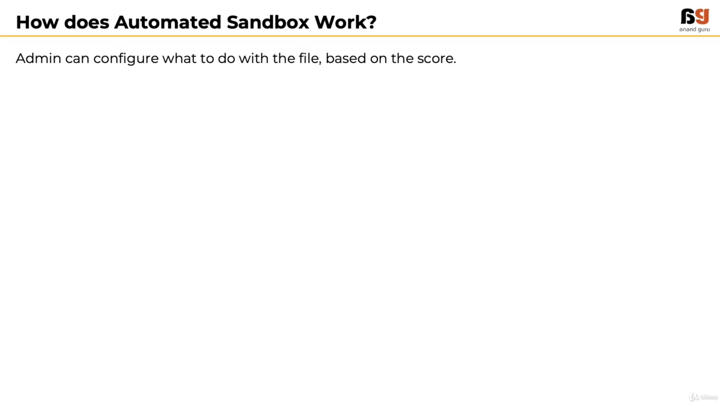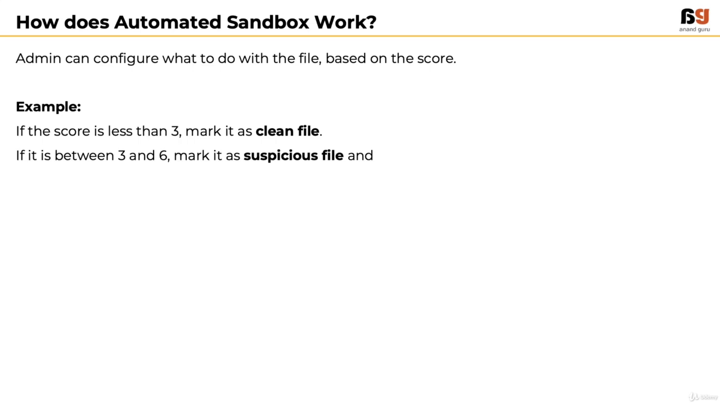Usually, the admin will have the option to configure what to do with the file based on the score. For example, if the score is less than 3, mark it as a clean file. If the score is between 3 and 6, mark it as a suspicious file. And if the score is more than 6, consider it to be a malicious file. Now, isn't that something sweet? The machine's doing all the hard work for us.